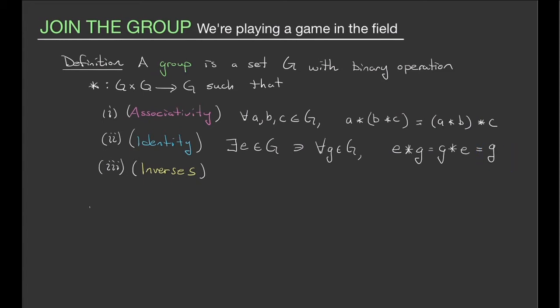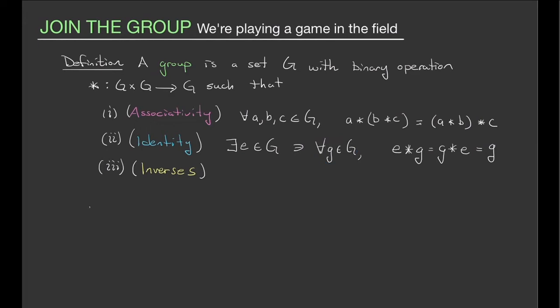And a way to think about this, or to remember it, is E preserves the identity of every object. So we call E the identity, and in the colloquial sense, it preserves identity, hence the name. So when we apply E to G, or compose E with G, it doesn't change G. It's a thing that does not change the elements. And that must be true for all the elements in G.